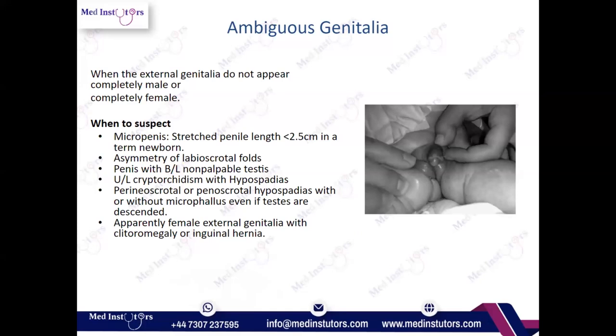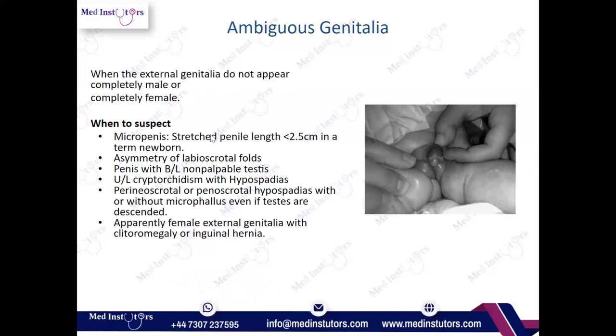Okay, now let's talk a bit about ambiguous genitalia in the sequence, since we are discussing that. So have a look at this topic. When we suspect ambiguous genitalia, what is the definition of ambiguous genitalia? So the answer is when the external genitalia do not appear completely male or completely female, we term it ambiguous genitalia.